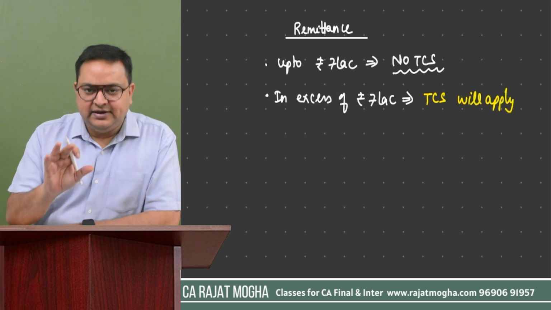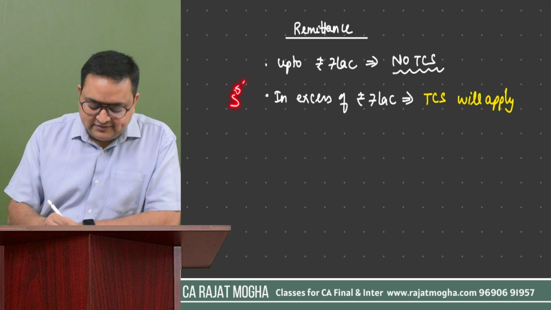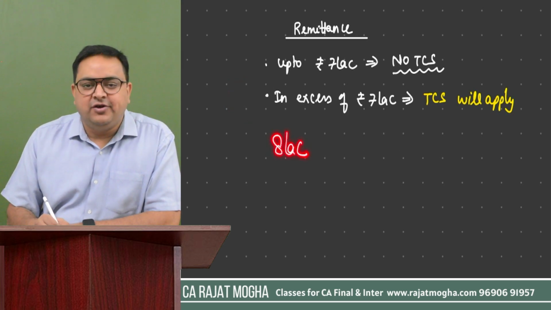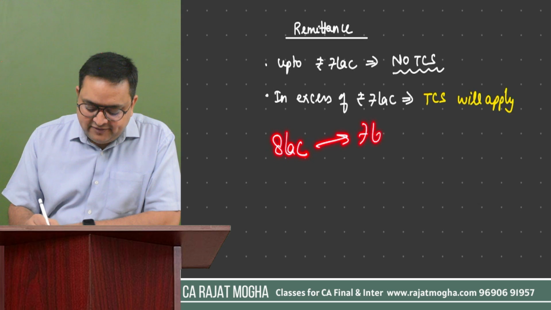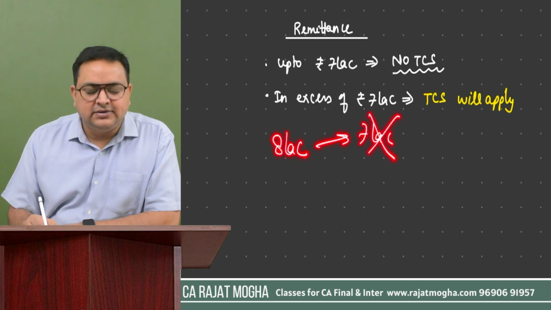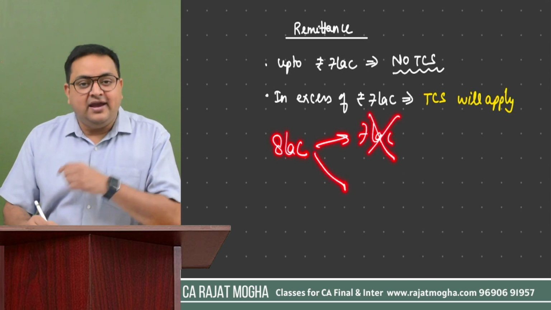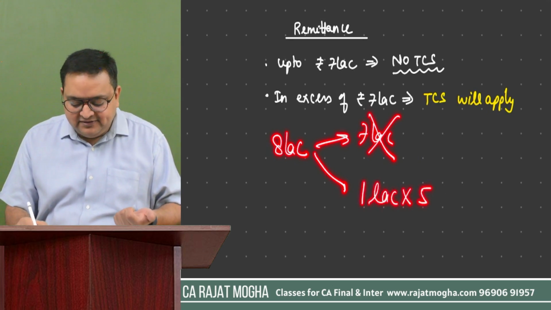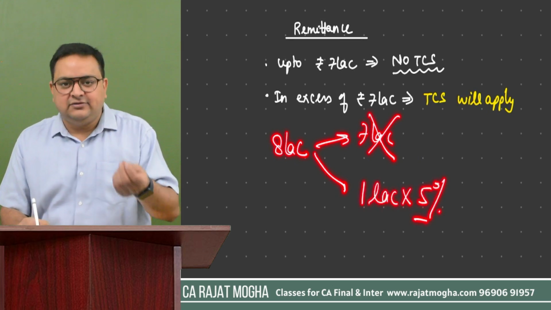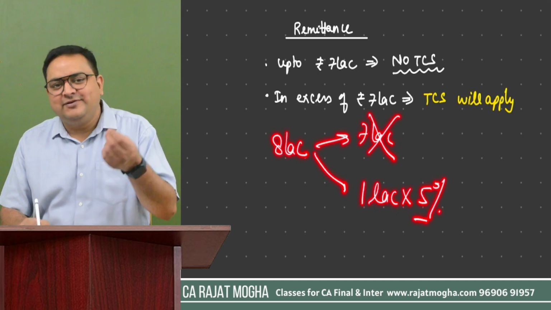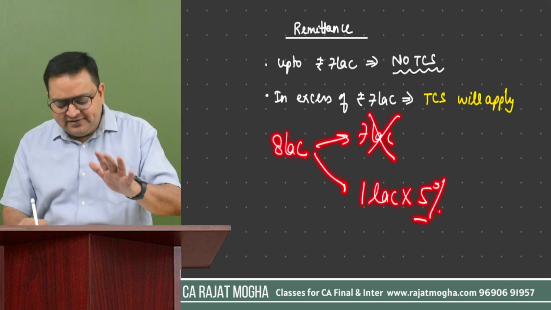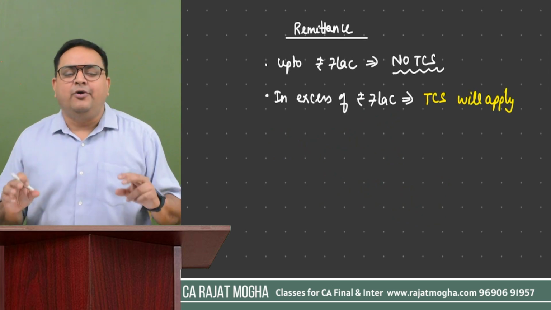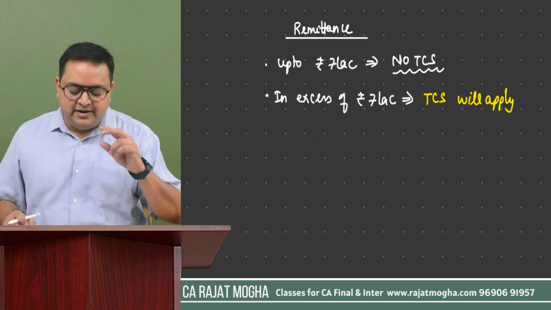So let me assume that the rate of TCS is 5% over here. Let's say you are remitting 8 lakh rupees. On the first 7 lakh, we are not going to collect any TCS. And on the excess of 7 lakh, that is here, it could be 1 lakh, we will be collecting TCS, whatever the rate is, 5%. Generally, the rate is 5%. Somewhere it is 0.5% also, somewhere it is 20% also, right? So whatever the rate is, we'll apply it in excess of 7 lakh. This is the basic point in this particular section about the remittance.